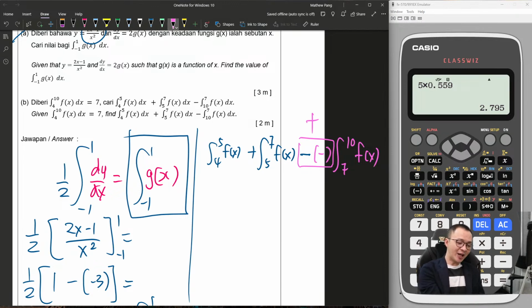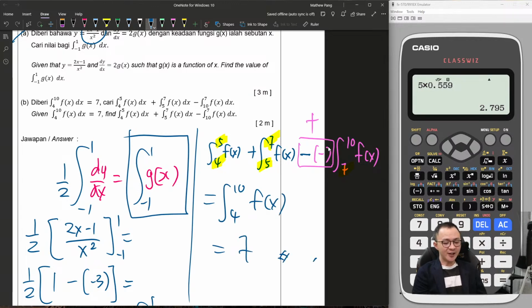If everything is plus, then you want to see whether the numbers are connecting. 4, and then here is 5, 5 connects to 7, 7 connects to 10. Then I can say the whole thing is equal to the integral from 4 to 10 of f(x), which equals 7. Okay, 2 marks.